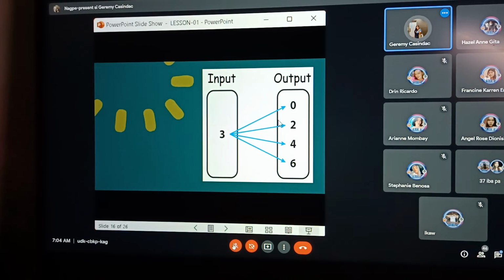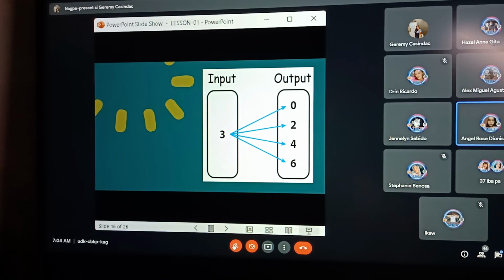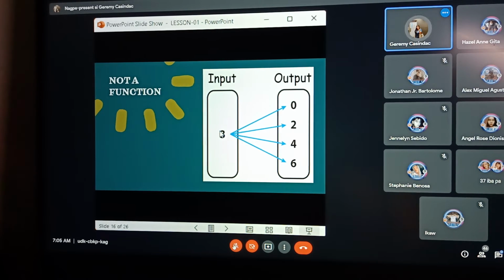Ayan, how about this one? Function or not a function? Genesis. Not a function po, kasi... Function, bakit? Because x value is too much per range. Okay, that's correct. So, how many times umulit yung 3? 4 po. 4 na beses. So, therefore, this given example is not a function. Lahat ba yung nakakasunod? Yes po.